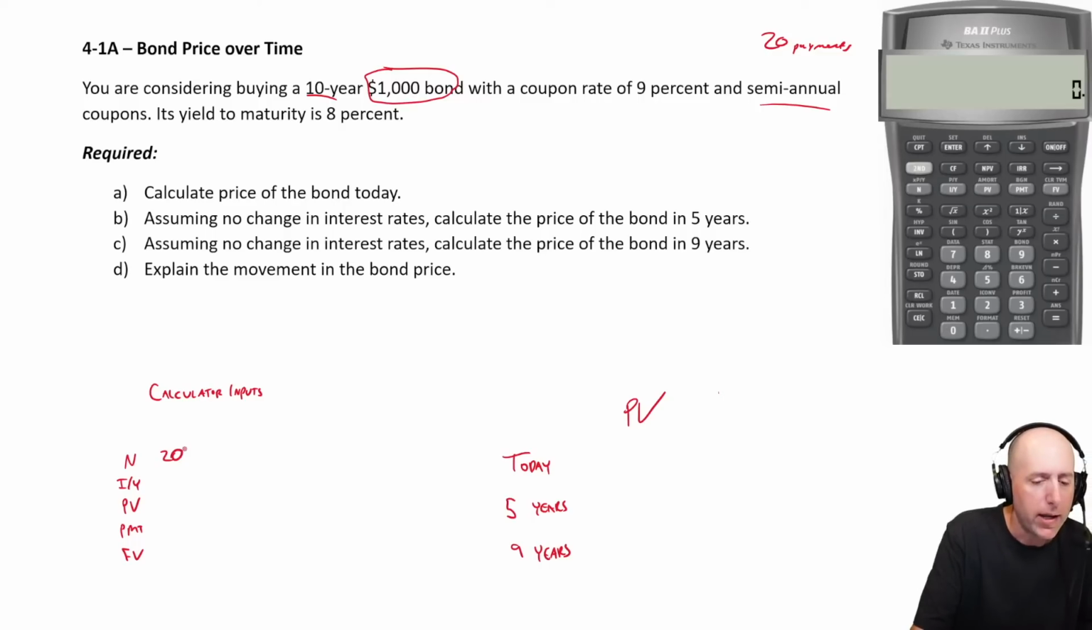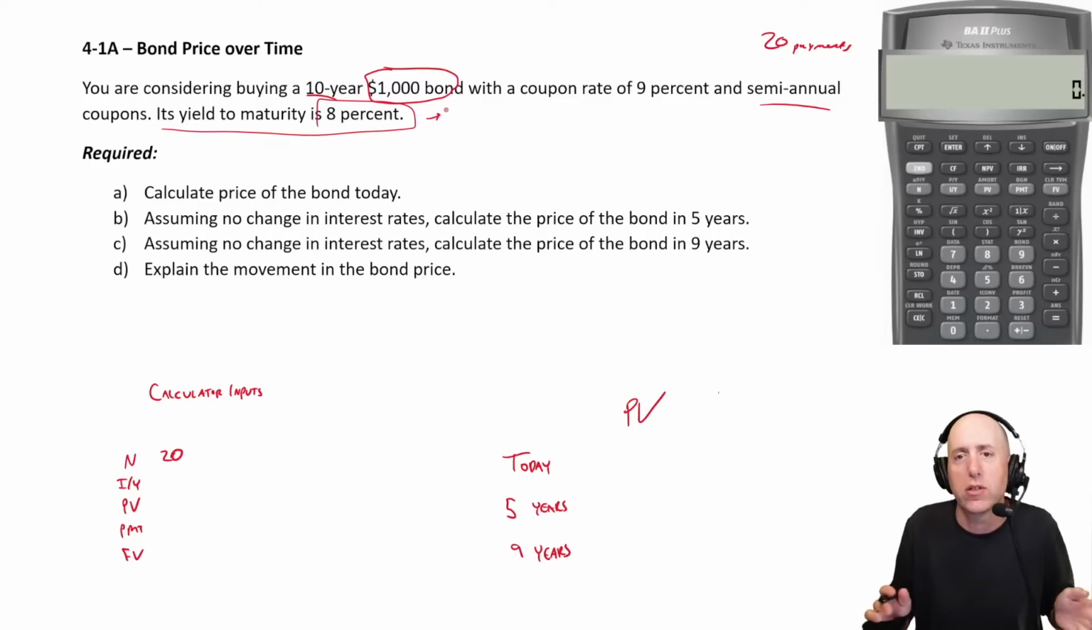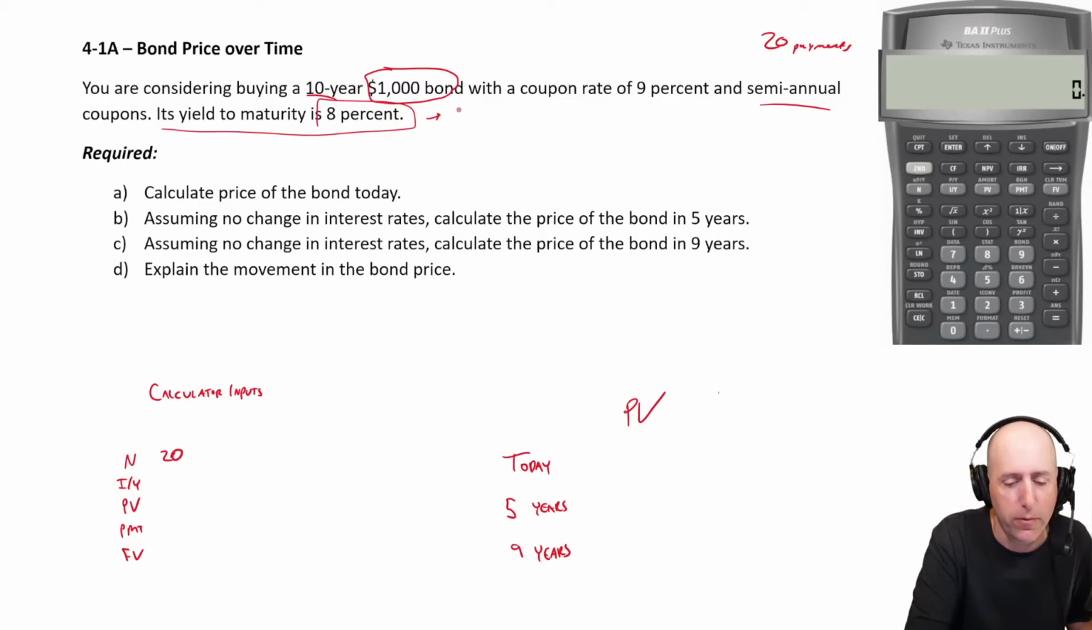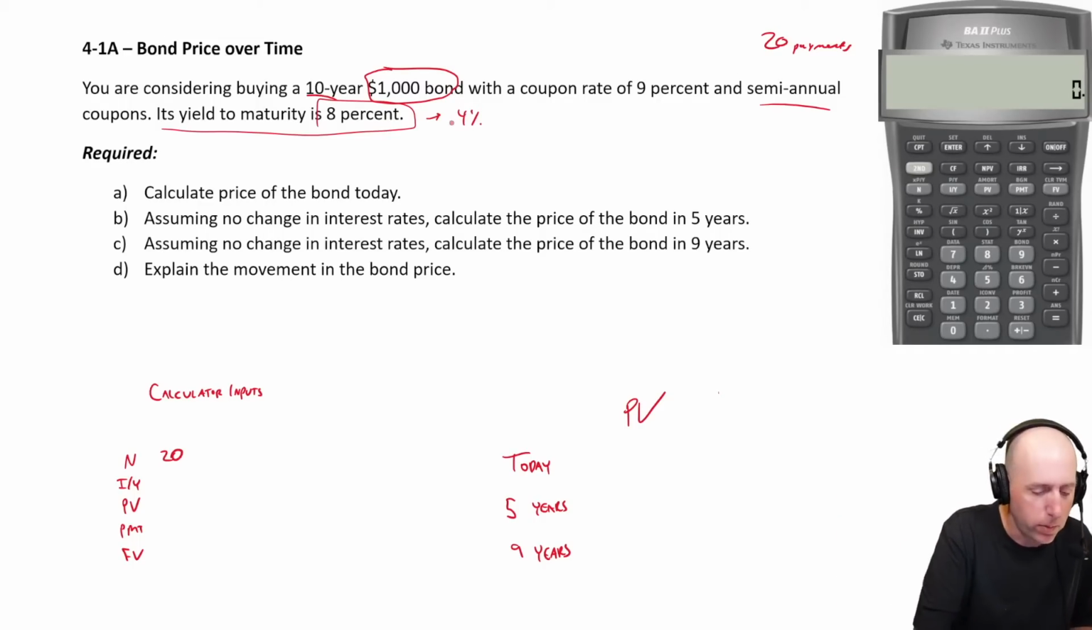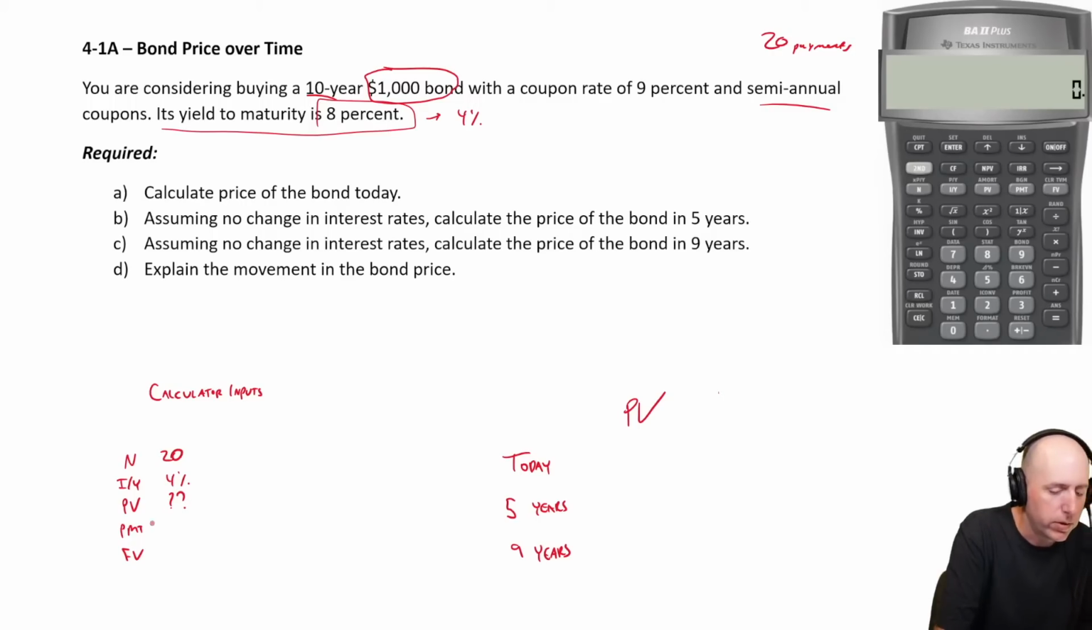Our IY is this yield to maturity, and the yield to maturity is 8%, but remember, when you're quoted interest rates, you're quoted for the year. We need to break that into 6 months. So for a 6-month period, that's half. It's 4% per semi-annual payment, right? Per 6-month period. Our PV is unknown. That's what we're solving for.